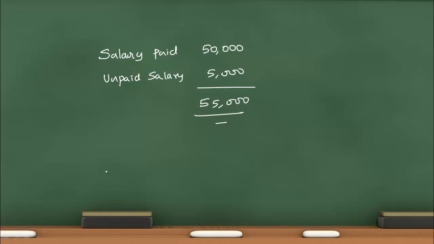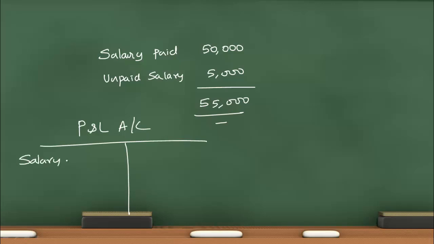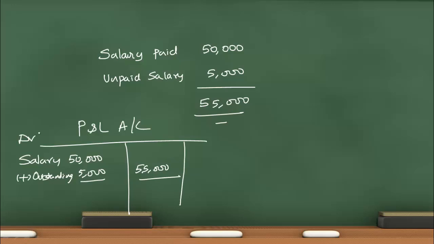So when the profit and loss account is prepared, on the debit side, along with salary which will be shown at 50,000, this unpaid salary or outstanding salary, unpaid and outstanding are all the same, should be added, and it should be shown as a total of 55,000. This should figure on the debit side.